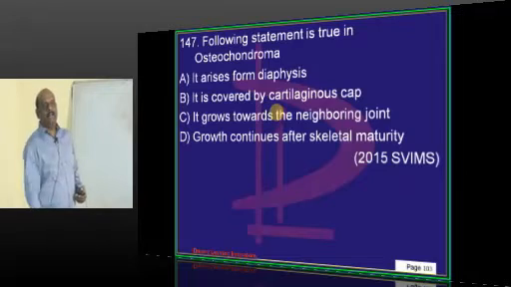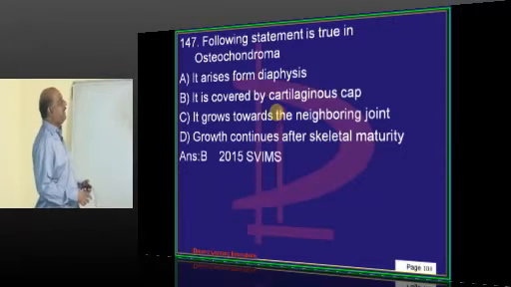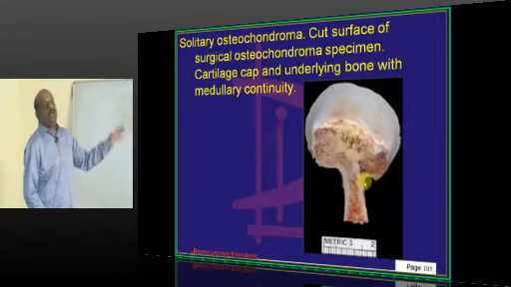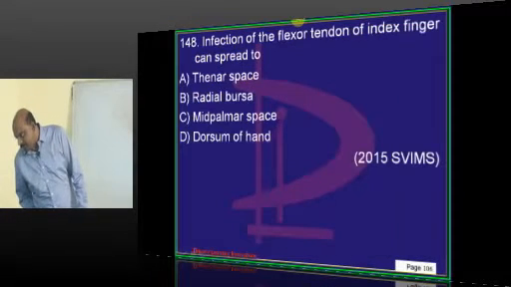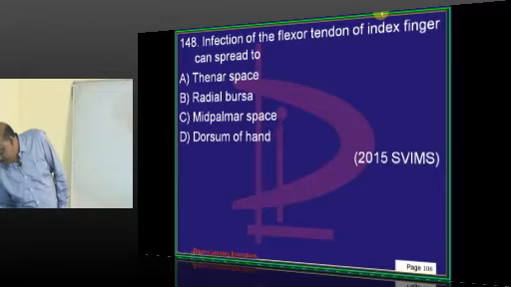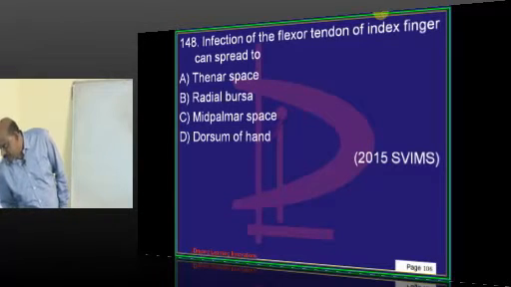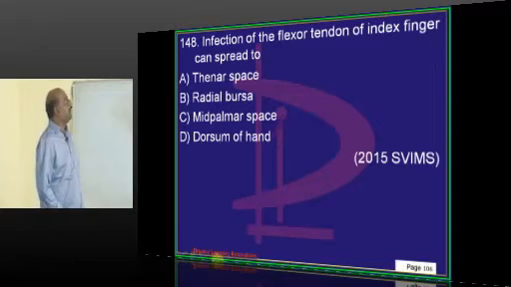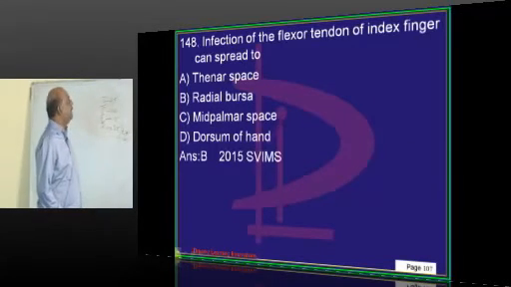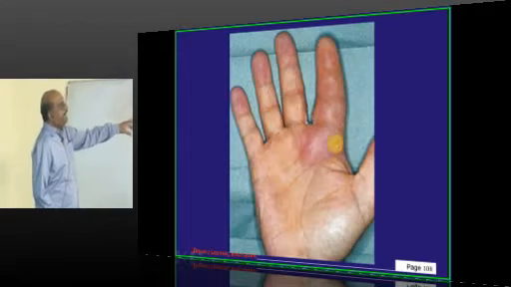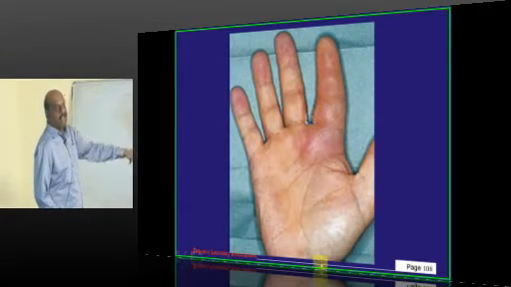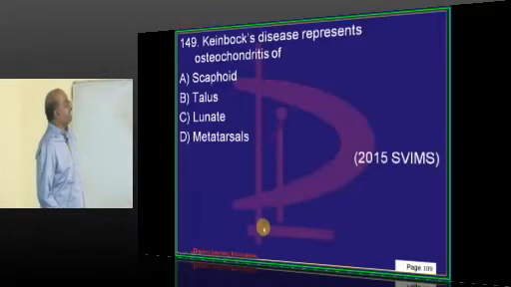Then one bone tumor will come, and osteochondroma is basically covered by what, doctor? Cartilaginous cap is what you have to basically remember. Then, infection of the flexor tendon of the index finger can go into the radial bursa. This is the radial side na, radial bursa को index finger से सीधा infection चले जाएगा.